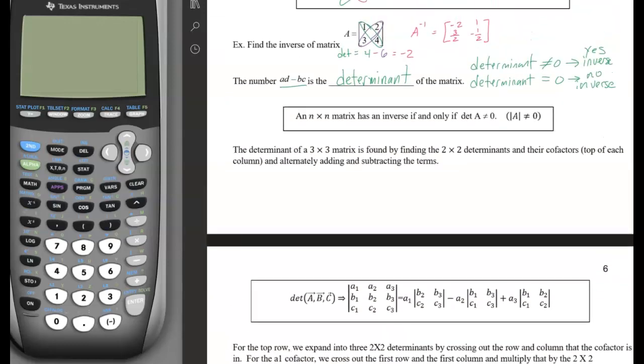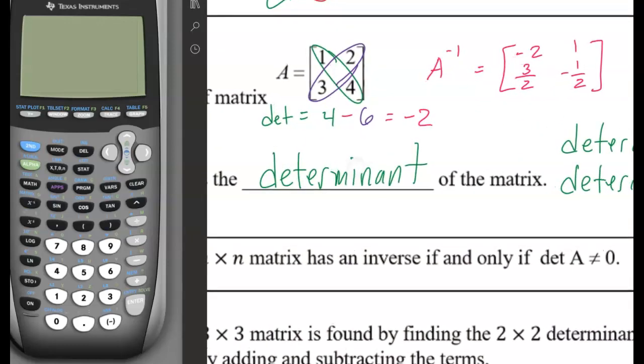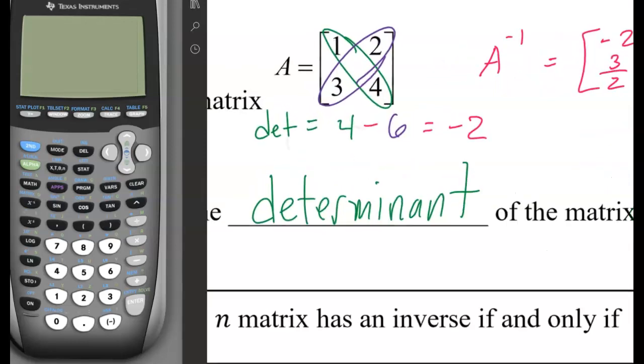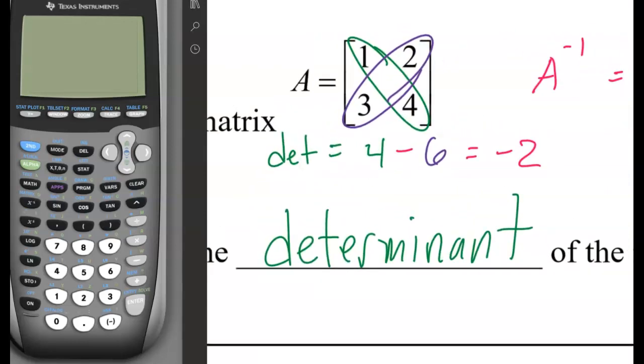Remember last class, we found the determinant. We learned that if we know what the determinant is, we can know whether or not the matrix is going to have an inverse or not. If the determinant is equal to 0, it won't have an inverse. If the determinant is not equal to 0, then it will have an inverse. And remember, we found the determinant by taking the forward-facing diagonal, multiplying those terms together, and then subtracting the backwards-facing diagonal, multiplied together. That's how we found the determinant.